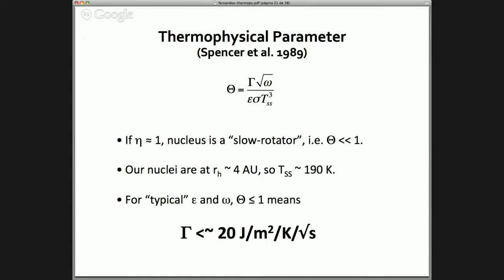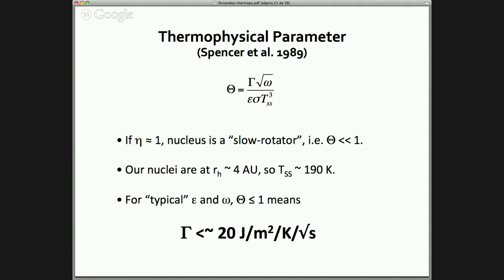So again, if you start off with the notion that eta equals 1 means that they're slow rotators, then the limit on the thermal inertia is about 20 in MKS units. I use the classic astronomy weasel symbol of less than or approximately of the order of, right? So I'm not saying that all the nuclei are less than 20, but 20 is a good number that sort of describes the ensemble. At least that's the claim.